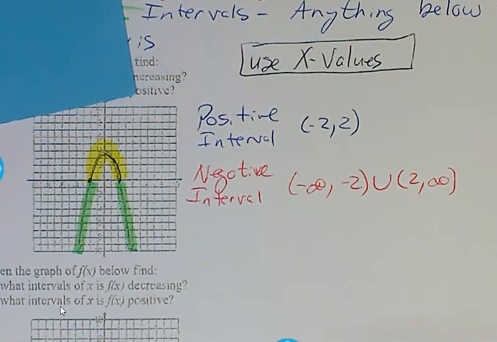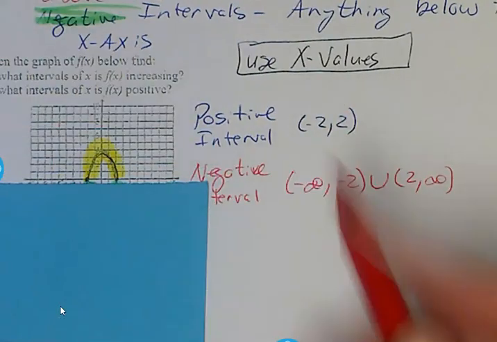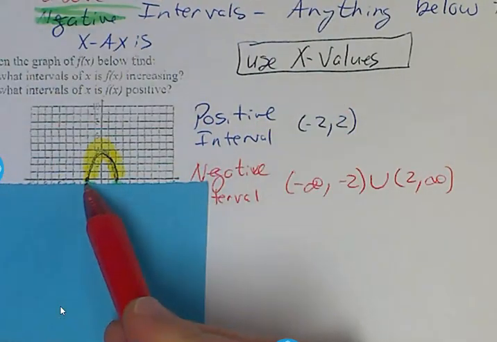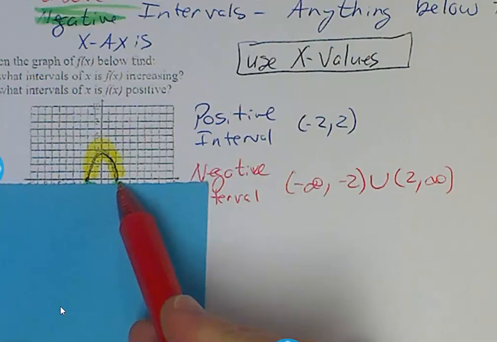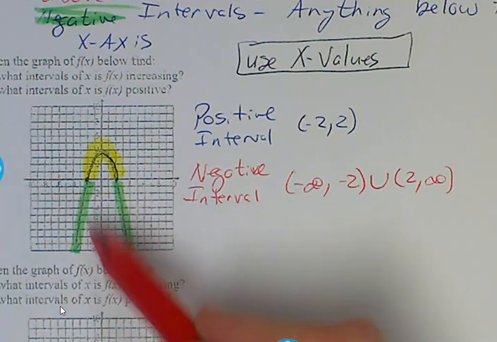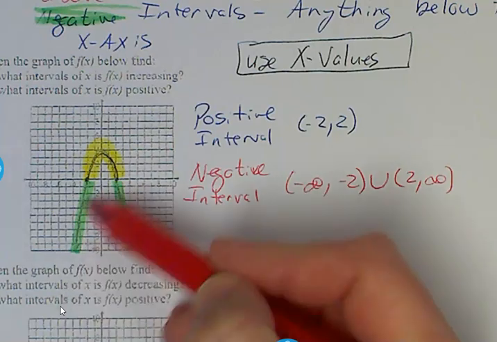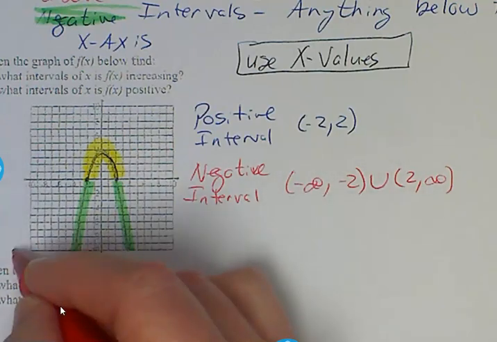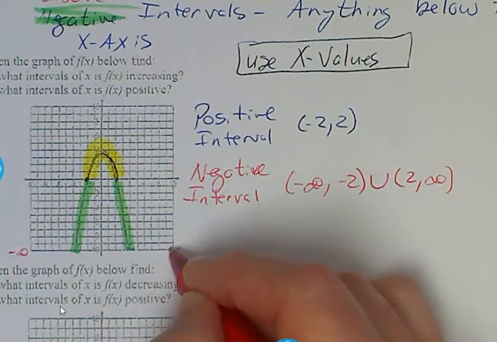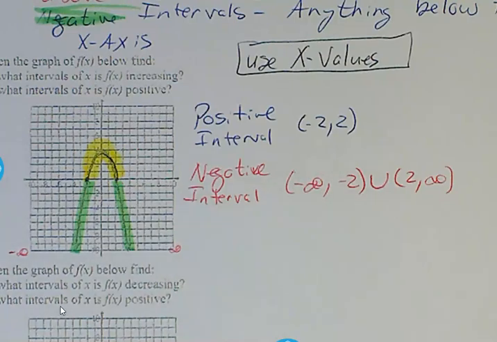Okay, so again, the positive part's up here. We're only going to use the x values, so this starts at -2 on the x-axis. It stops at positive 2. On the x-axis, this thing goes forever this way, so it's going to keep chasing out to negative infinity over here. Same thing on that one, it goes to positive infinity.